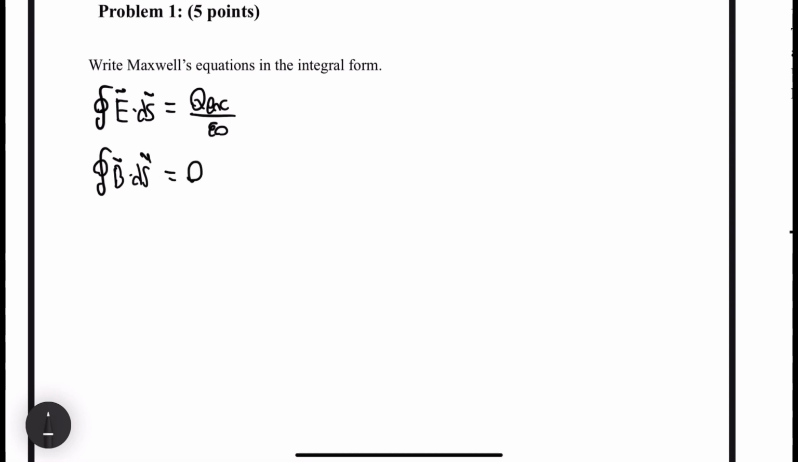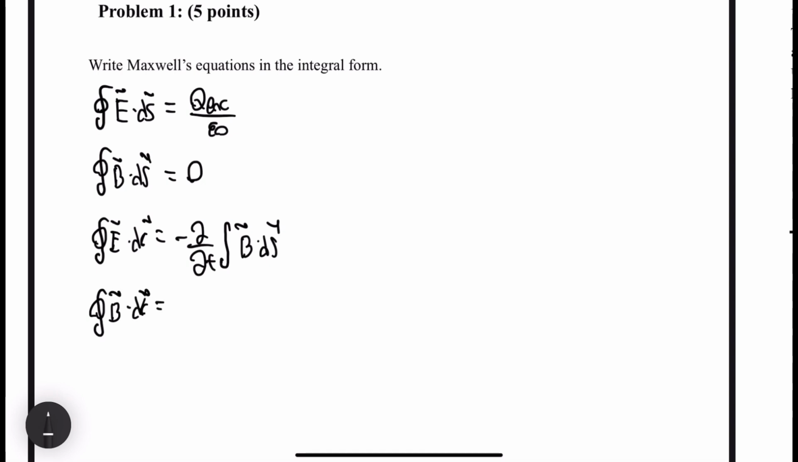The third one is Faraday's law, which is now a closed loop of E dot dr. It's equal to the negative partial derivative with respect to time of the magnetic flux, just B dot dS. And then Ampere's law with Maxwell's modification. It's a closed loop, B dot dr is equal to mu naught I plus the displacement current, which is epsilon naught times the partial derivative with respect to time of the electric flux, which is E dot dS.